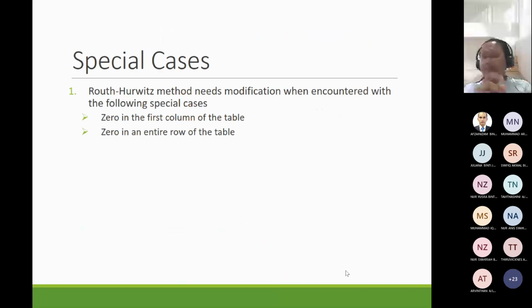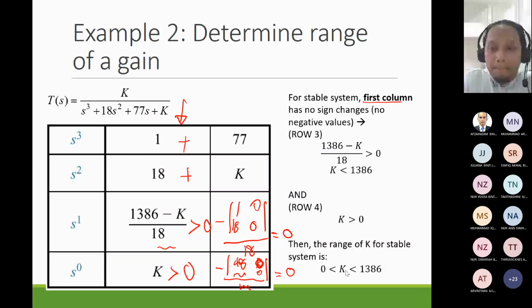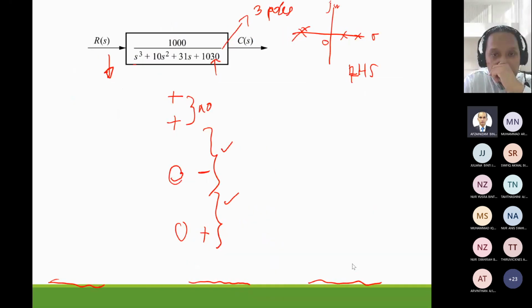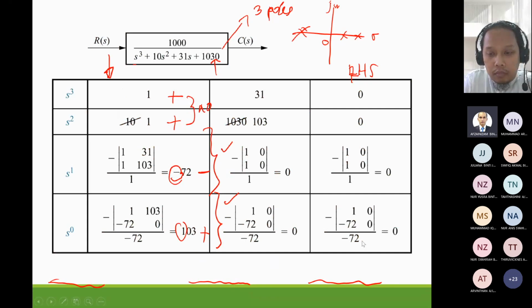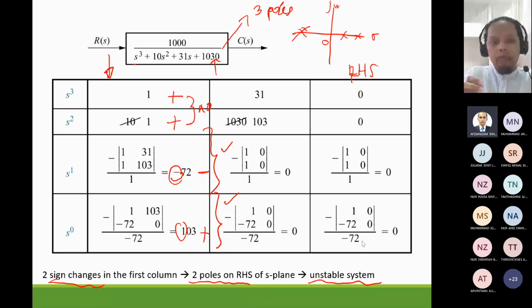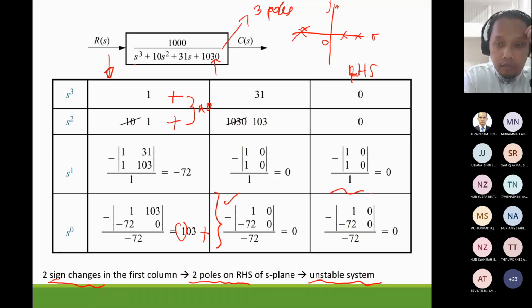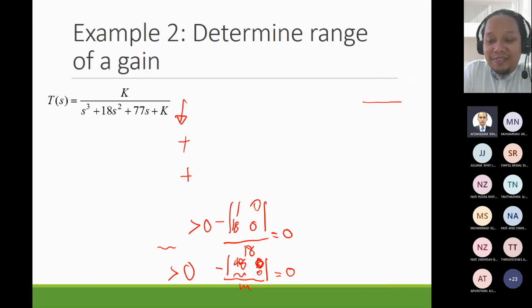Okay, any question before we end this lecture? Doctor, can you look at example 1 just now, the Routh Hurwitz table. For S1, the row number 3, how do we get that? Okay, so it is negative 1, 1. And then you look at the column next to it. The column next to it has nothing. Empty. 0, 0.